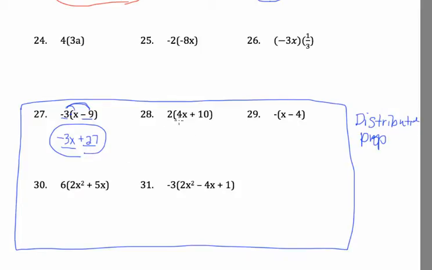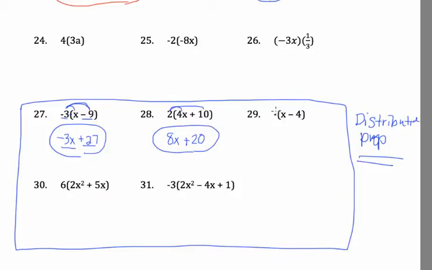Same thing here. I have a number outside times something in parentheses, and there's an addition problem in there. So I can use the distributive property. I'm going to distribute that: 2 times 4x makes 8x, and 2 times a positive 10 makes a positive 20. 8x plus 20.